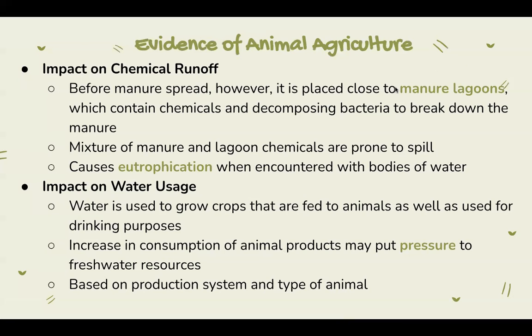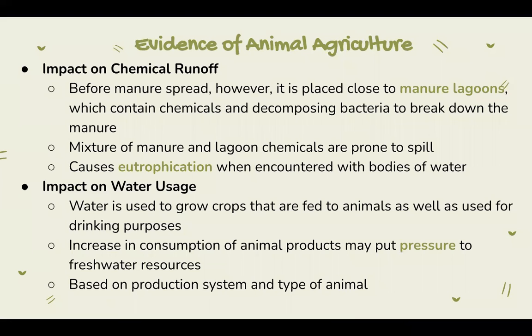Another impact is chemical runoff. Before manure is spread, it is placed close to these manure lagoons, which contain chemicals and decomposing bacteria that break down the manure. The mixture of this manure and lagoon chemicals is prone to spill, and that causes eutrophication, which basically increases algae growth when it encounters bodies of water. This is bad because it'll cause less sunlight to be exposed to other underwater plants.